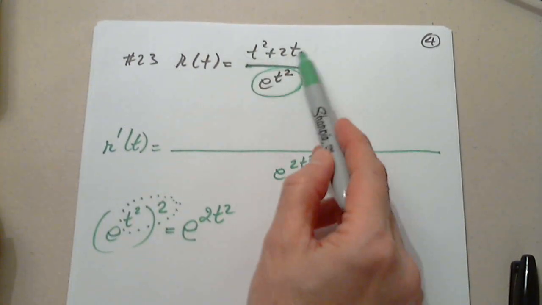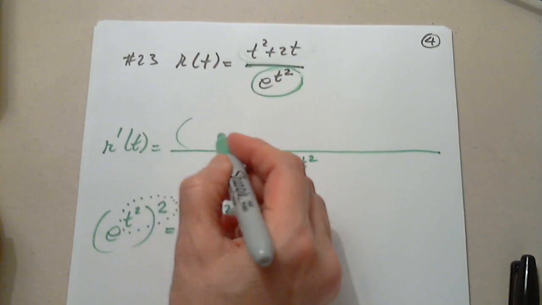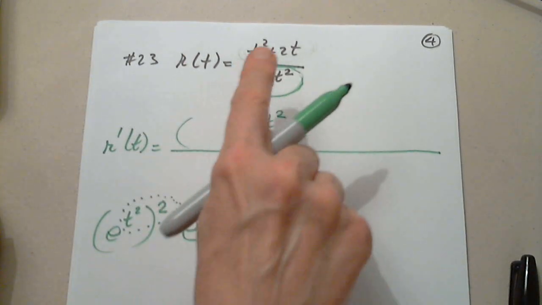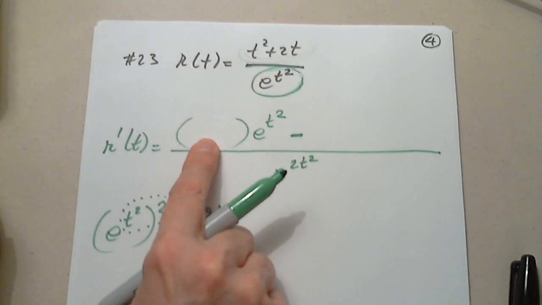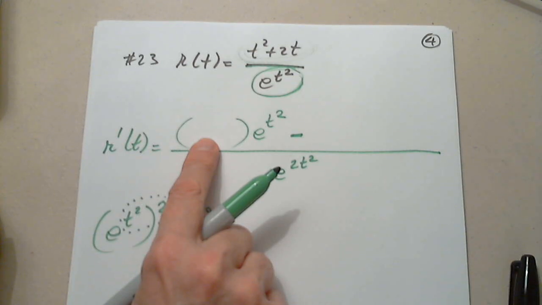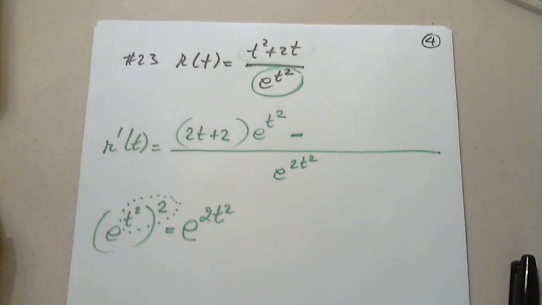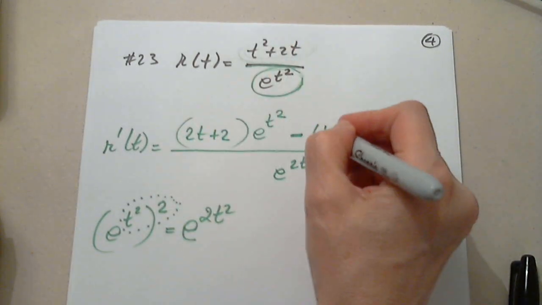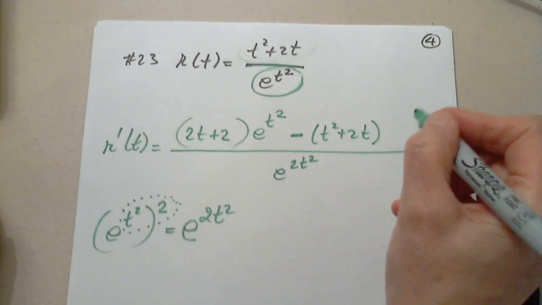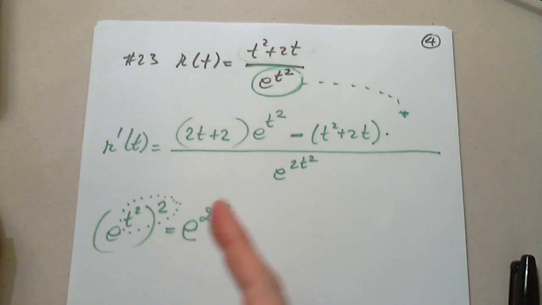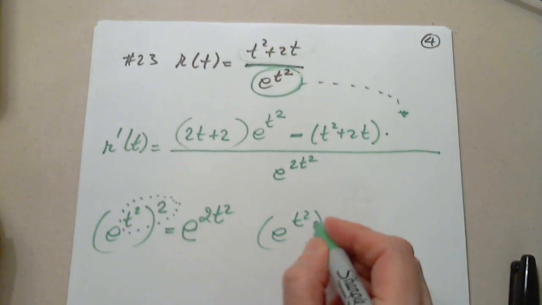Can anyone give us the derivative of the top? And I will put it here and multiply by the denominator. 2t plus 2. Yes, I agree. Minus. I copy t squared plus 2t, and now I have to be careful, differentiate this and put it here. Can anyone differentiate e to t squared for us?